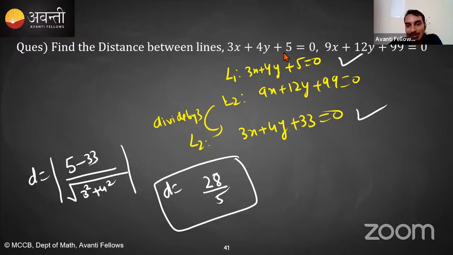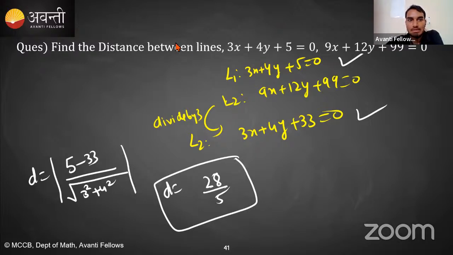Yes, the distance is 28 by 5. The thing is clear: the distance between two parallel lines is C1 minus C2 upon root of a square plus b square. Okay, everyone clear? Any doubt, students? Any doubt so far?